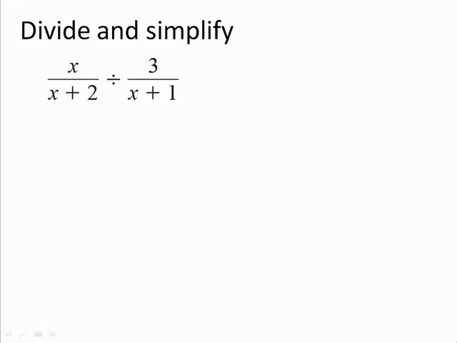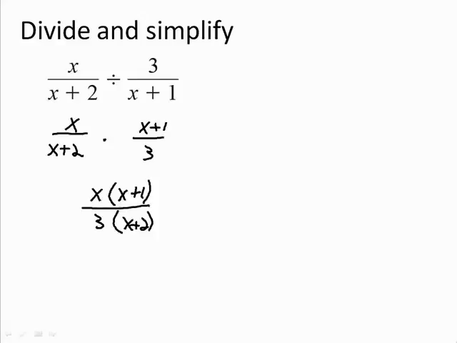Divide and simplify. X divided by x plus 2 divided by 3 divided by x plus 1. When dividing fractions, invert the divisor and multiply. This is the same thing as x divided by x plus 2 times x plus 1 divided by 3. Multiply the numerators and denominators. The simplified expression is x times the quantity x plus 1 divided by 3 times the quantity x plus 2.